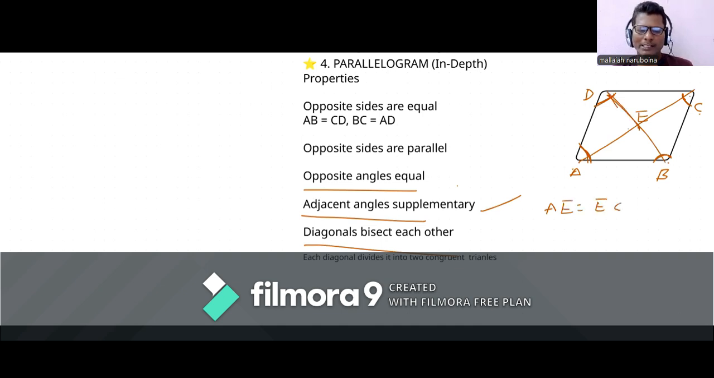And finally, each diagonal divides the parallelogram into two congruent triangles. See, this diagonal divides this parallelogram into two triangles. Here is one triangle, here is another triangle. So each diagonal divides the parallelogram into two congruent triangles.